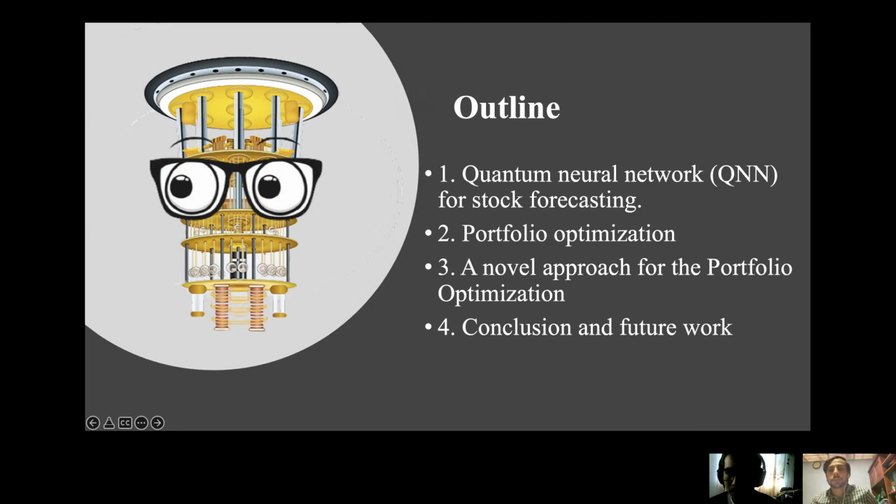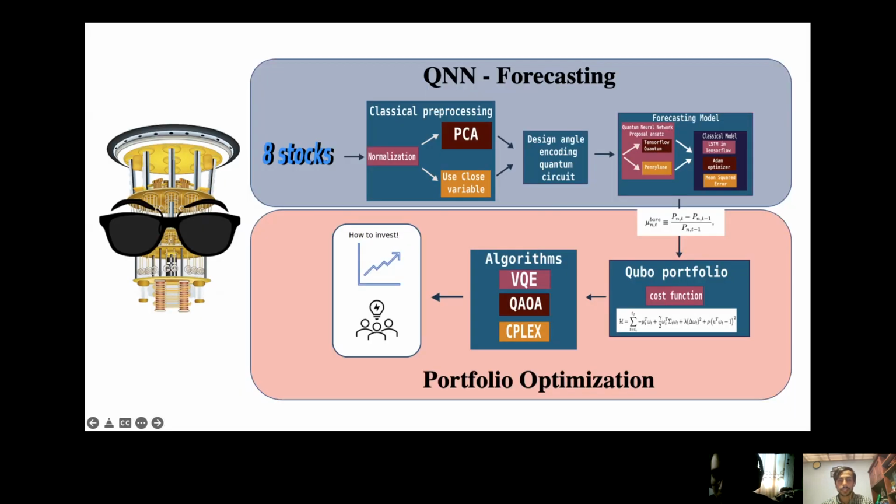About the outline, we have first, what is the quantum neural network and how we use it for forecasting the stock prices. The second is the portfolio optimization cost function and how we solve the different problems that we solve. The third is a novel approach where we change the cost function and find a better profit. And finally, we give some conclusions and future work.